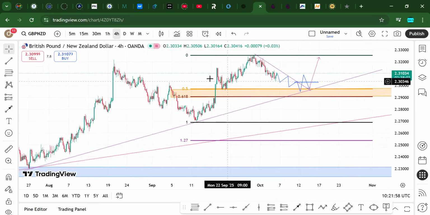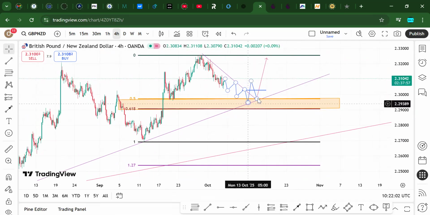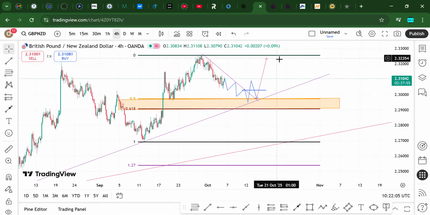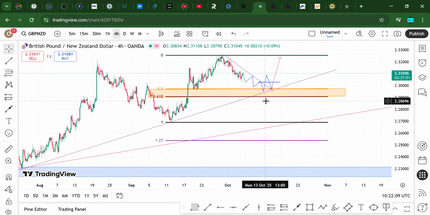So this is what I'll be looking at closely this week. And of course, once I'm able to get my entry confirmations, then I can take my buy trades with my stop loss beneath this Fibonacci retracement golden zone.